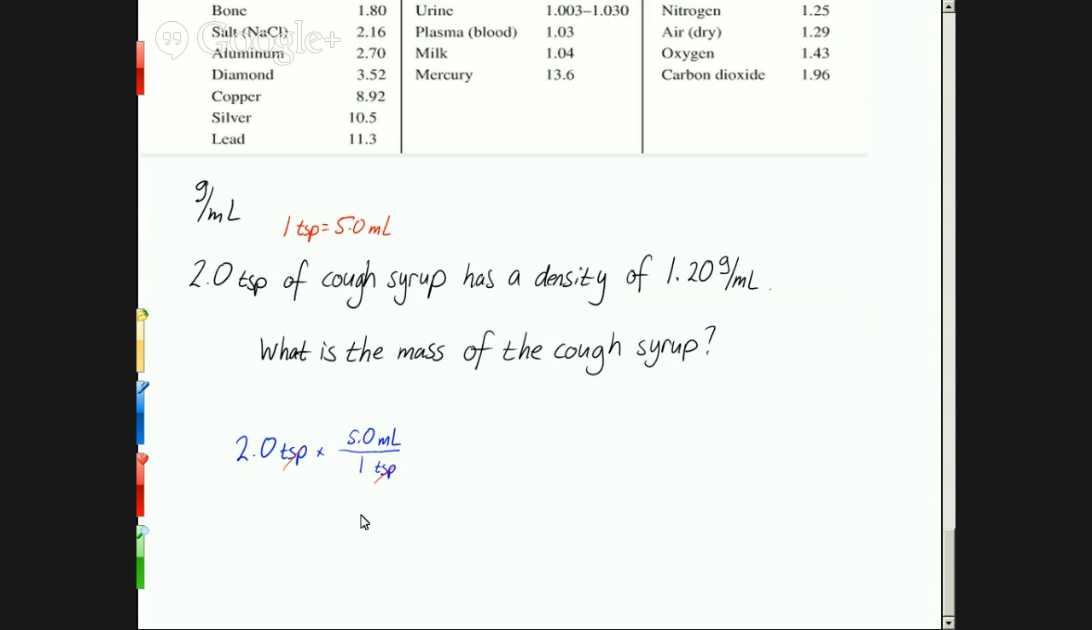Now, we don't actually want milliliters at the end, right? We want grams. So to convert from milliliters to grams, what do we need to use? Wait, you want to convert milliliters to grams? Yeah. Some grams over. Yeah, we need some quantity here that will allow us to cancel milliliters and instead end up with grams. What quantity is that?